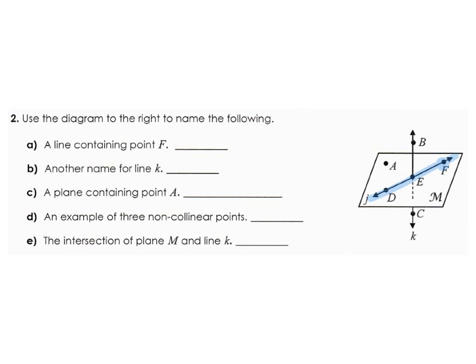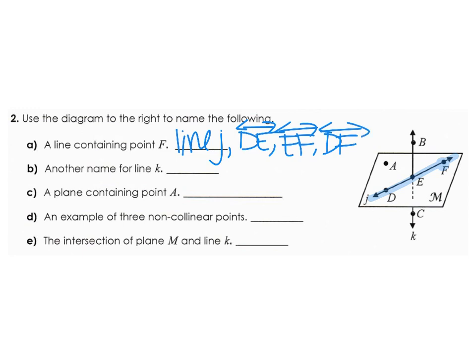Lots of different ways we can name it. We can call this line J, all right? We could also call it line DE. We can call it line EF. We can call it line DF. Just different names for the same line.